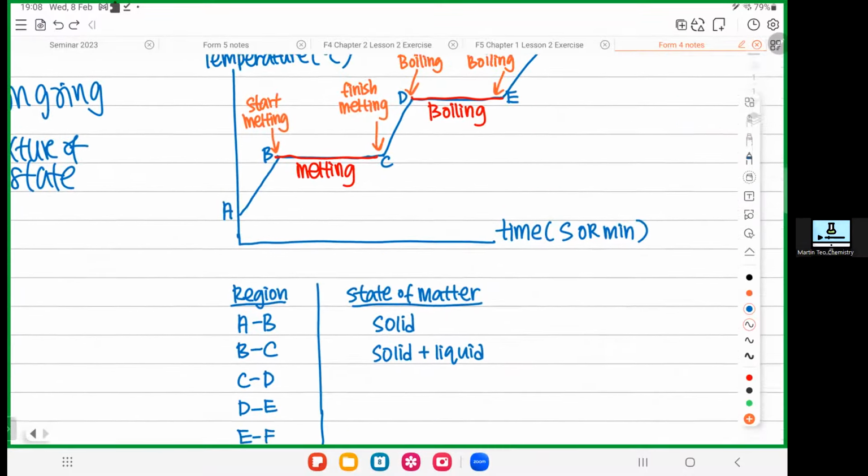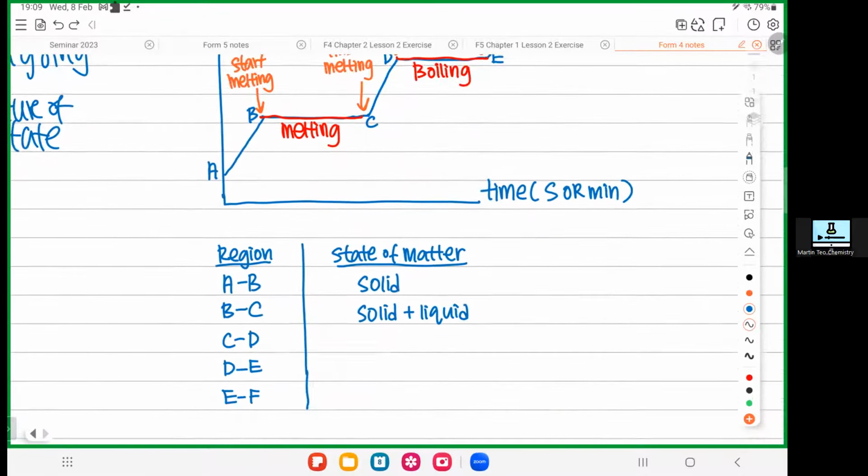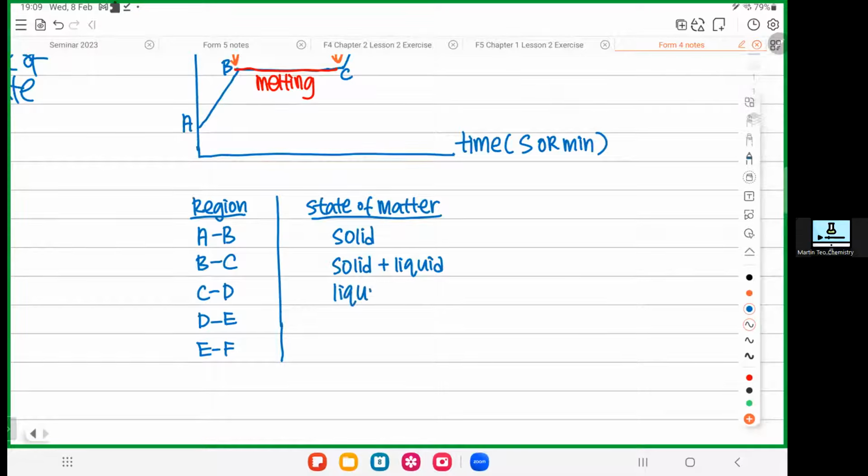So at this point, the melting is already finished. So at here, everything has already become liquid. So at this part, do you boil? No, boiling happens at here. So at this part, it is already melted, but not yet boiled. So at this part, everything is in liquid form. At this part, C to D, everything is in liquid form.